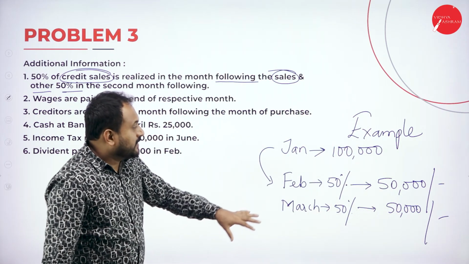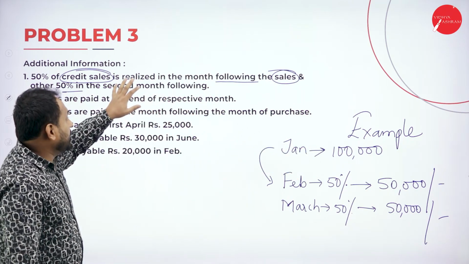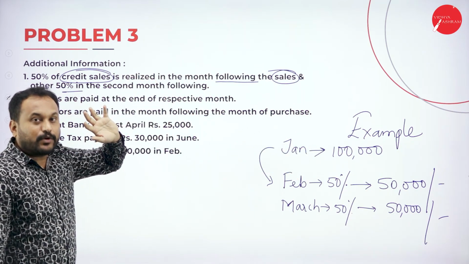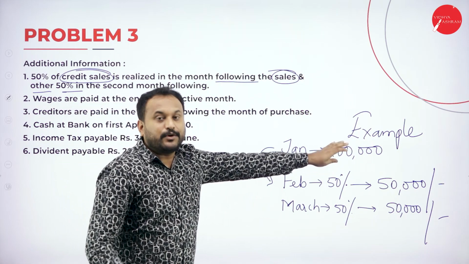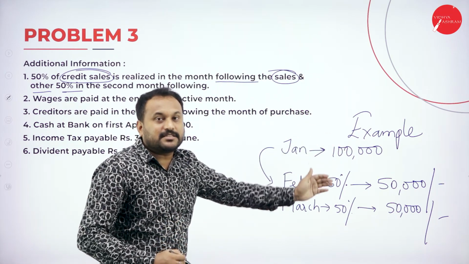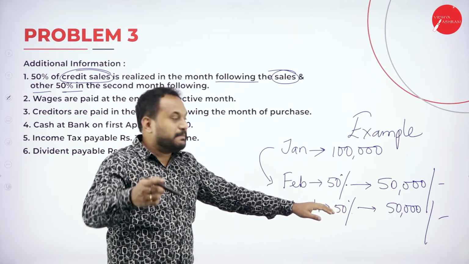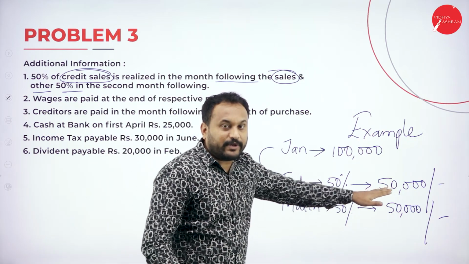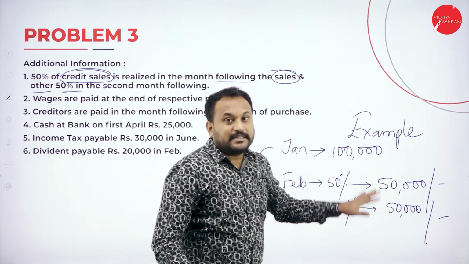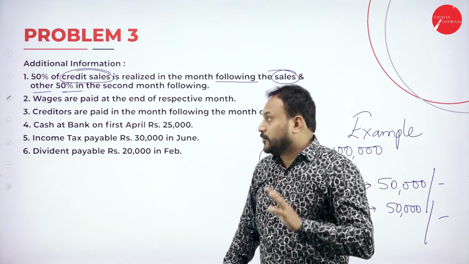So, this is what they are actually asking us. That means whatever the sales is, we will get it in the next 2 months, not in the same month, but the next 2 subsequent months. 150% in February and another 50% in March. This is an example which I actually told you.